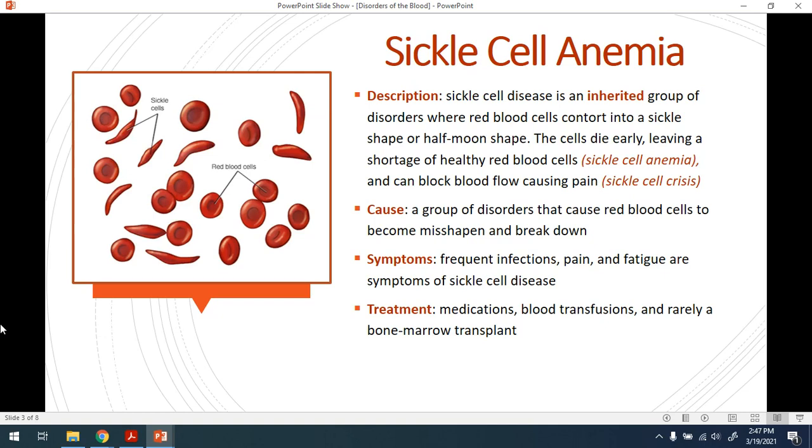This is caused by a group of disorders that cause the red blood cells to become misshapen or eventually break down. Symptoms may include frequent infections because they have a weakened immune system, pain, and fatigue. Medications, blood transfusions, and rarely a bone marrow transplant may be used to treat sickle cell anemia.